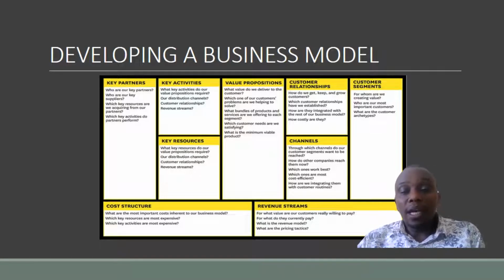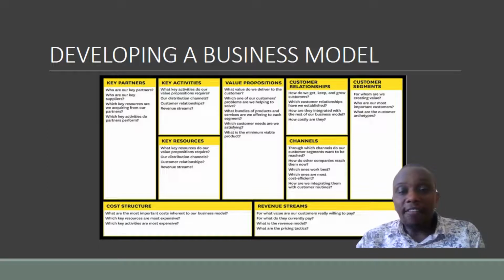Then the relationship, the customer relationship. How are we going to continue with our customers? Are we going to continue endearing to our customers? Are we going to use face-to-face? Are we going to be online? Or if the customer has a query or has something that he wants to know from us, how are we going to react to it, and what are some of the channels that we are going to use?